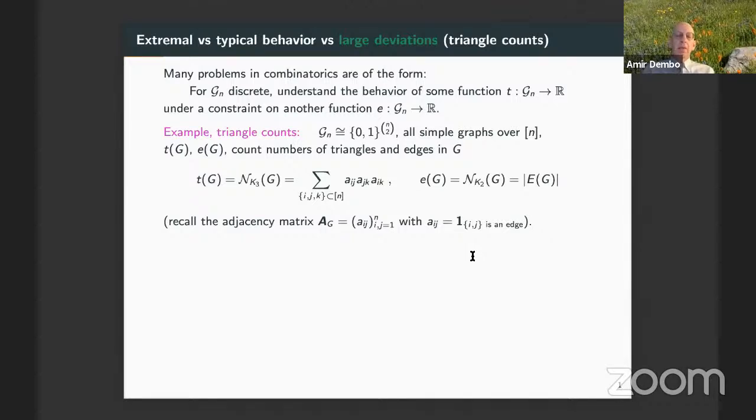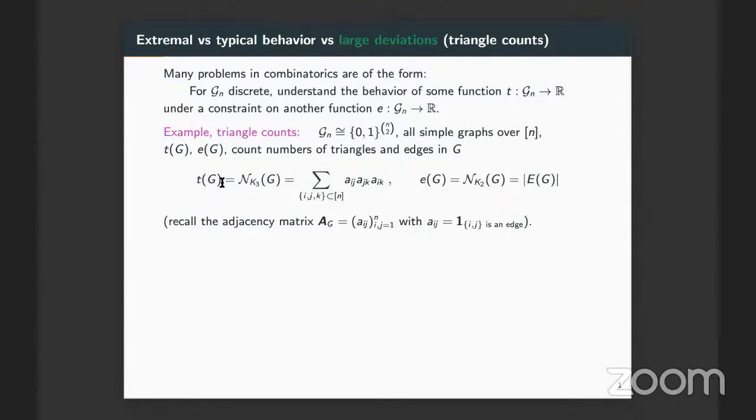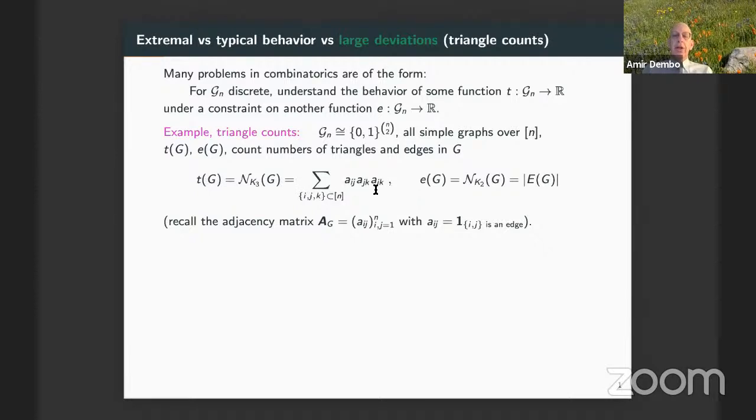In this set, the two functions we will be interested in, as an example, are to count triangles. So we will have two functionals, T and E. One counts the number of triangles, T, and the other counts the number of edges in our graph, E. You can write them also in terms of the adjacency matrix of the graph. The adjacency matrix, A of G, has entry A_ij, which is 1 if ij is an edge and 0 otherwise. So it's a symmetric matrix with 0, 1 values. And in this notation, the number of triangles is the sum over all triplets i, j and k of A_ij, A_jk, A_ik. So it's really the trace of A cubed.